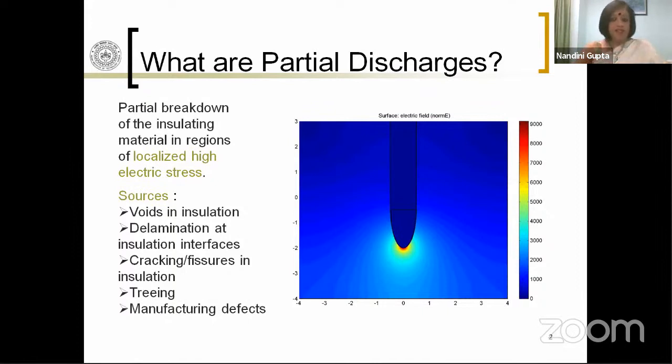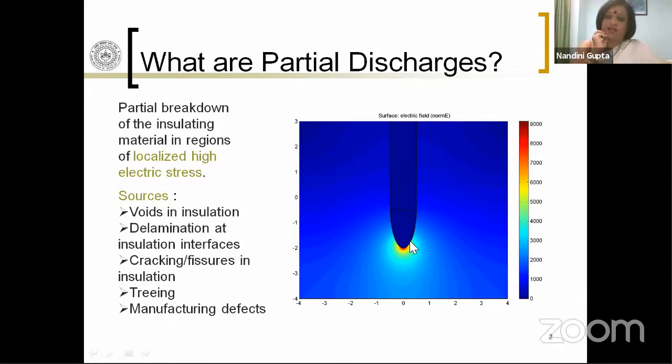The dielectric medium does not lose its insulating property, so there is no complete path to bridge the gap between the electrodes. You don't have a direct path from the high voltage electrode to the low voltage electrode, but you have ionization of a very small region. Many of you, even if you're not familiar with partial discharges, will be familiar with corona.